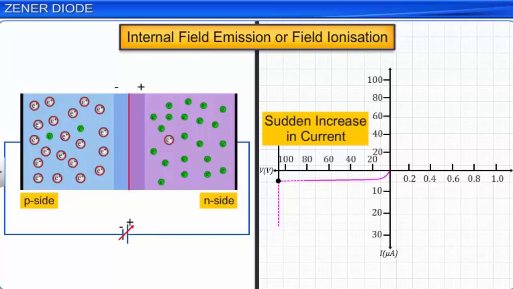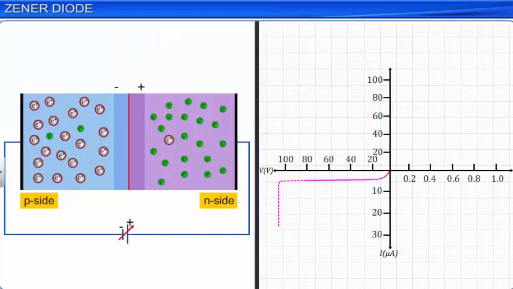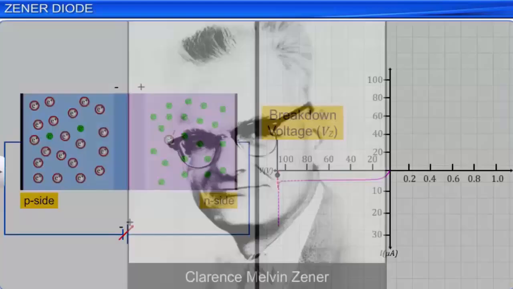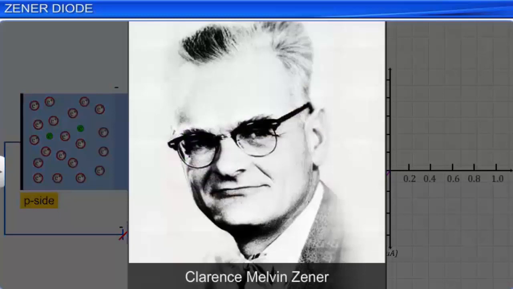The voltage at which there is a sudden increase in current in a reverse biased diode is called the breakdown voltage. A diode designed to have low breakdown voltage under reverse bias is called a ZENER diode, which is named after its inventor C. ZENER. A ZENER diode is made by doping both the P and N sides of a PN junction diode heavily.